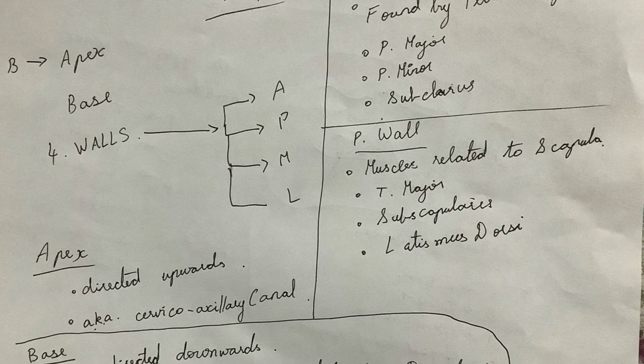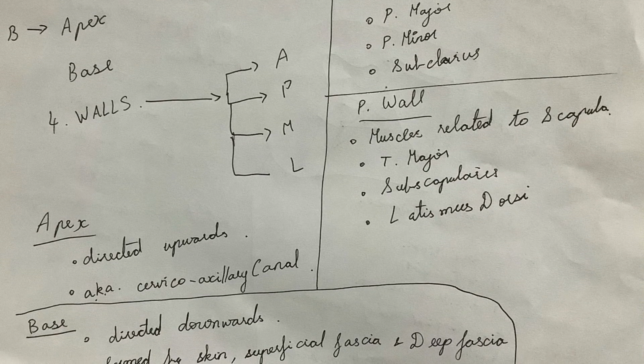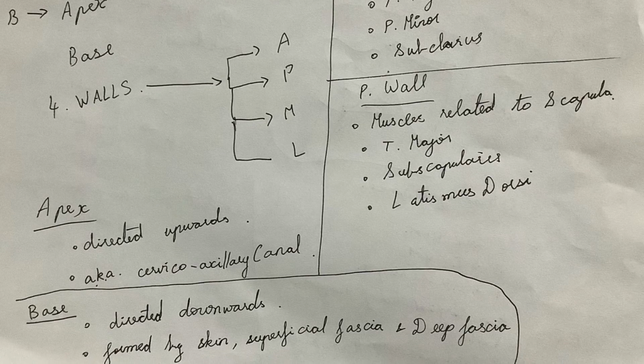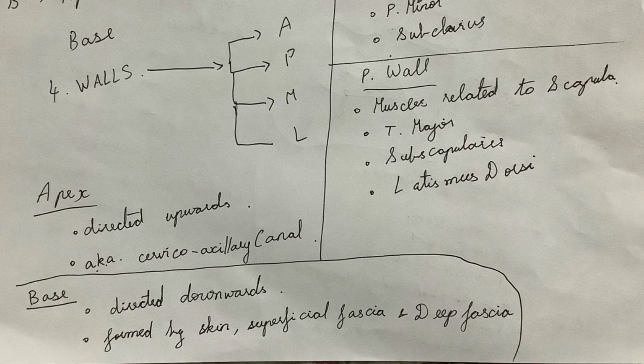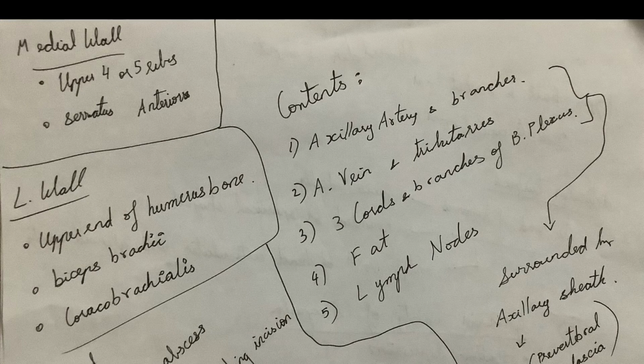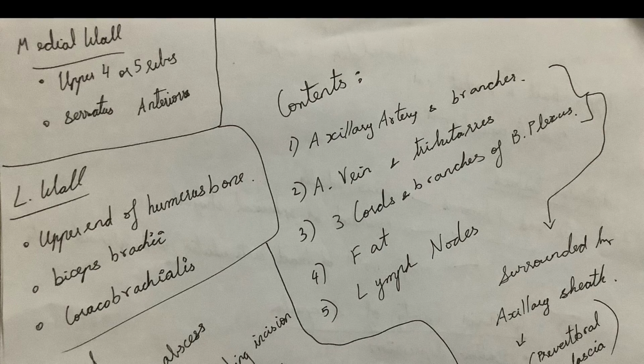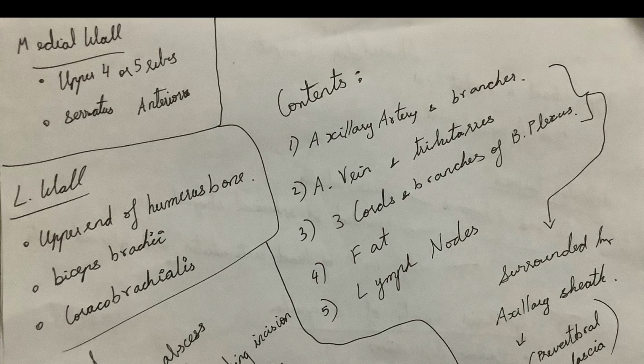And now to the posterior wall. The muscles related to scapula, those are the teres major, subscapularis and the latissimus dorsi. And now the medial wall. It is formed by the upper 4 to 5 ribs and serratus anterior. And then the lateral wall, which is formed by the upper end of humerus bone, biceps brachii and coracobrachialis.